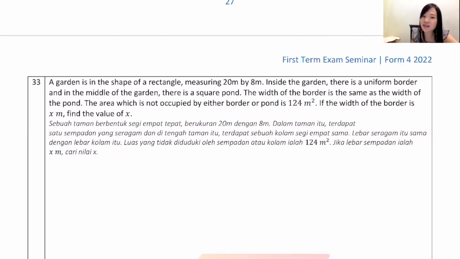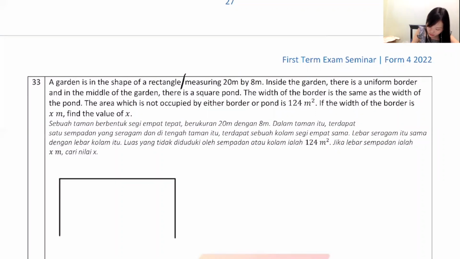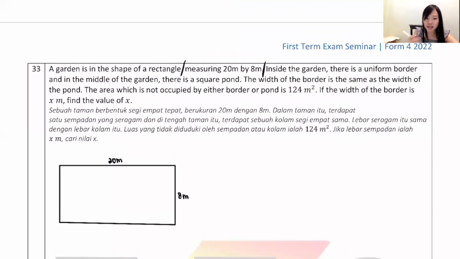A garden is in the shape of a rectangle. I read one by one. So now you have a garden, a rectangle. I draw together with you. Okay, like this. Next, measuring 20 meter by 8 meter. So of course the long one is 20 meter, the shorter one 8 meter. Next, inside the garden, this is the garden, there's a uniform border.